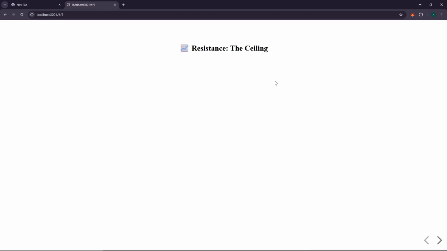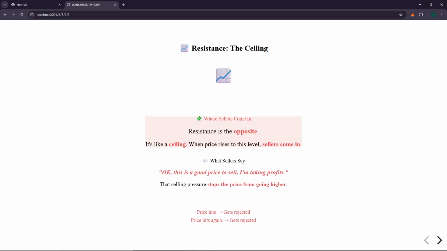There's another concept we call resistance, the ceiling, which is where price rises to this level. When price rises to this level, sellers come in and they say, okay, this is a good price to sell. I'm taking profits, and that selling pressure stops the price from going any further. So at this level, price went up, hit it, got rejected, went up again, got rejected, and that's resistance.